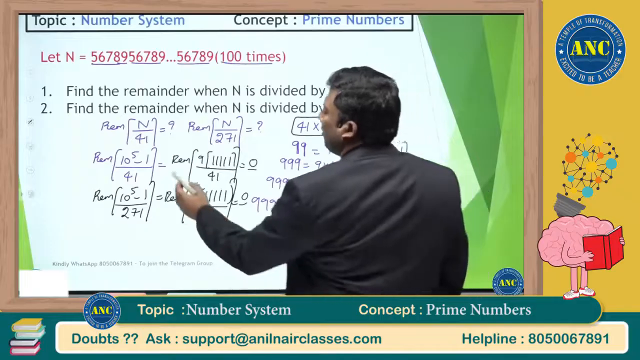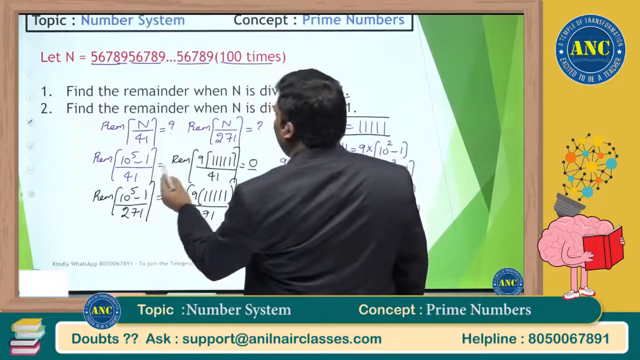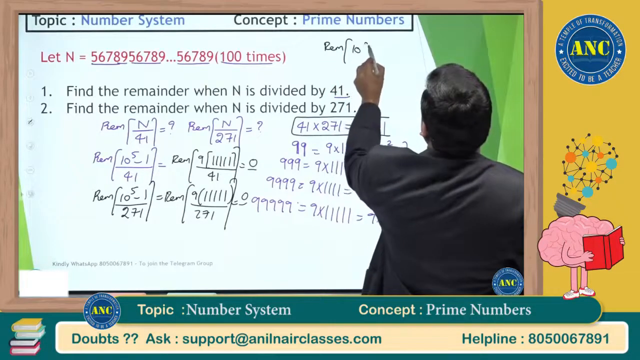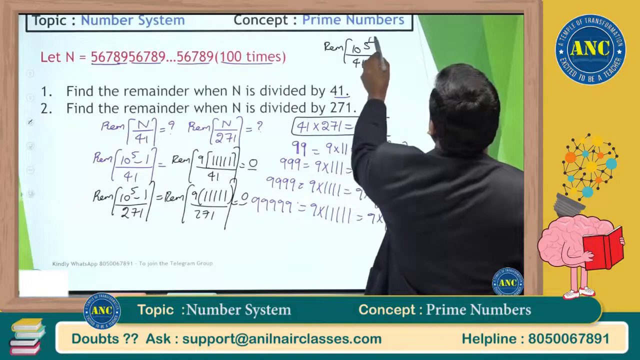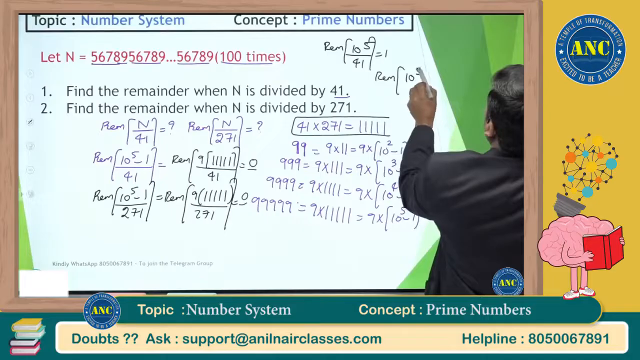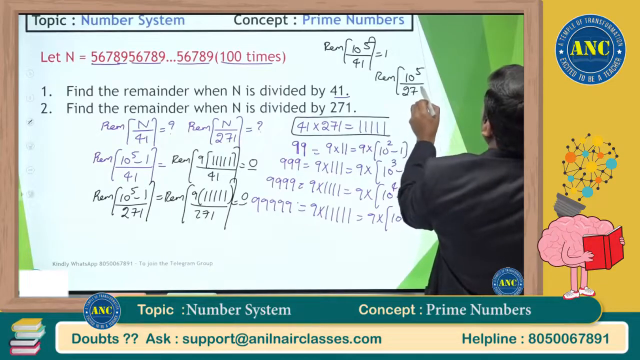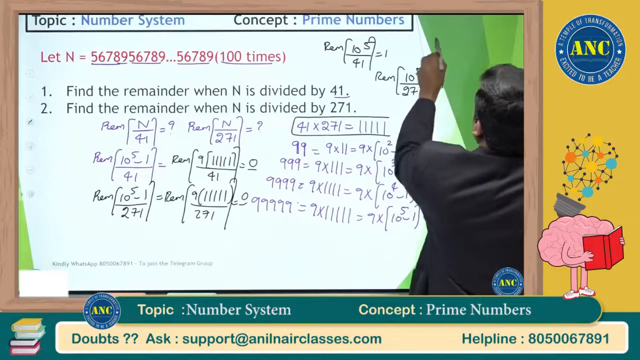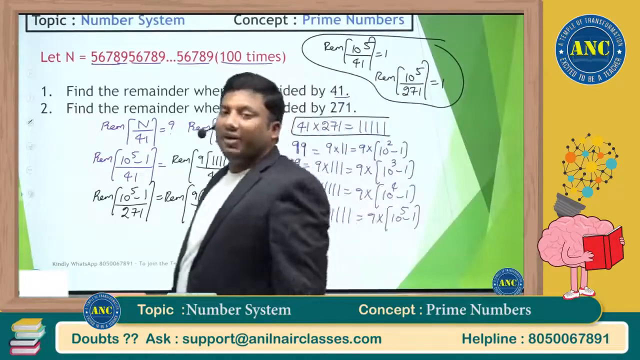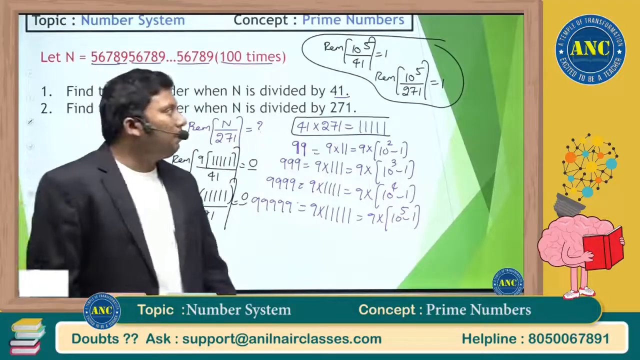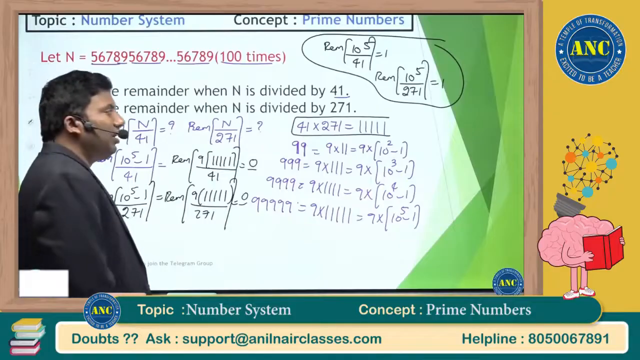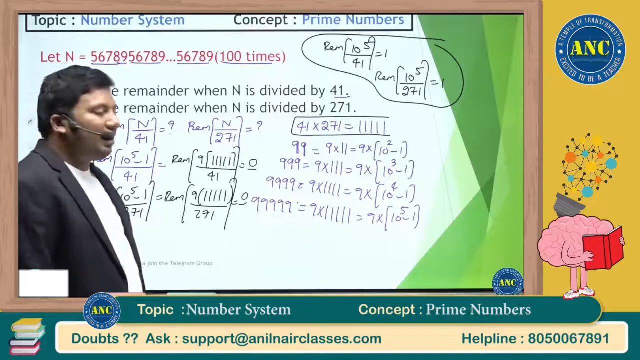Very, very important point. 10 power 5 minus 1 divided by 41 gives remainder 0. Minus 1 goes to the right hand side, so 10 power 5 divided by 41 gives remainder 1. 10 power 5 divided by 271 also gives remainder 1. Please make a note. Why did we get 1? Because 41 into 271 is 1 written 5 times.